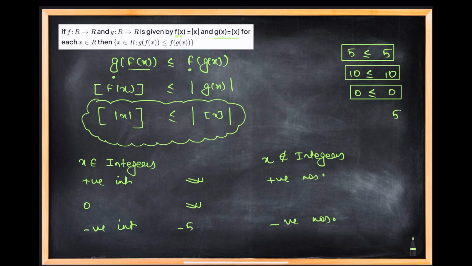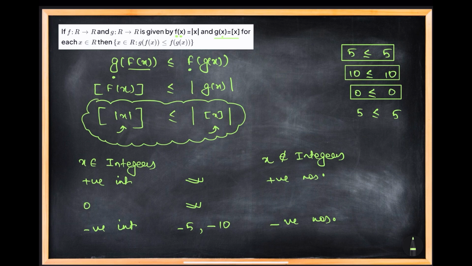Okay, now what is mod of minus 5? It's 5. And what is the box of 5? It's 5. So again it holds true. Correct? So at minus 5 it holds true. Now we will talk about minus 10.